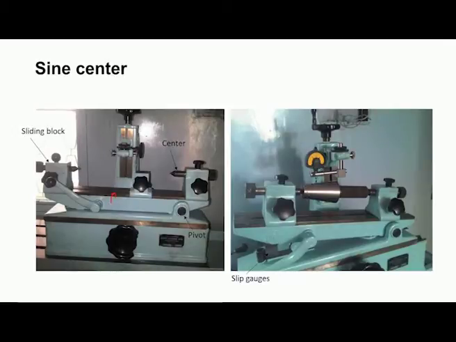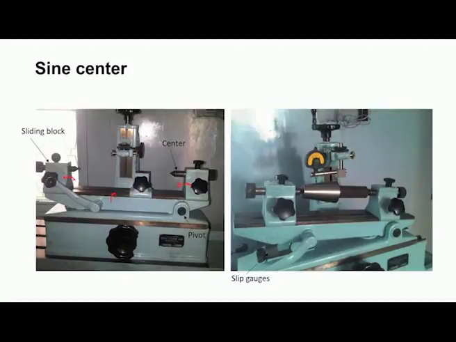We have to mount the tapered component between centers. You can see the centers. Now, the body which contains the center can be moved horizontally like this, to accommodate the component. This also can be slid.